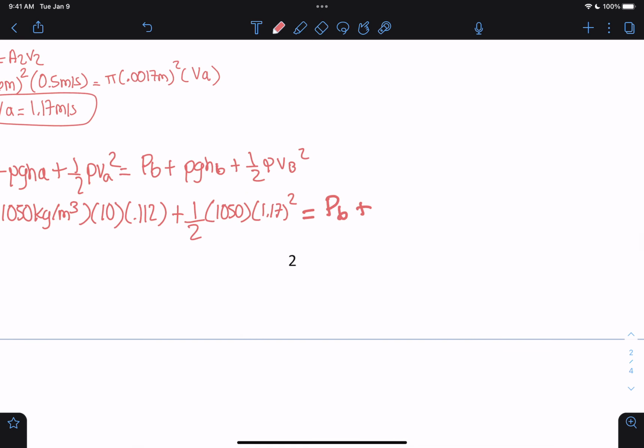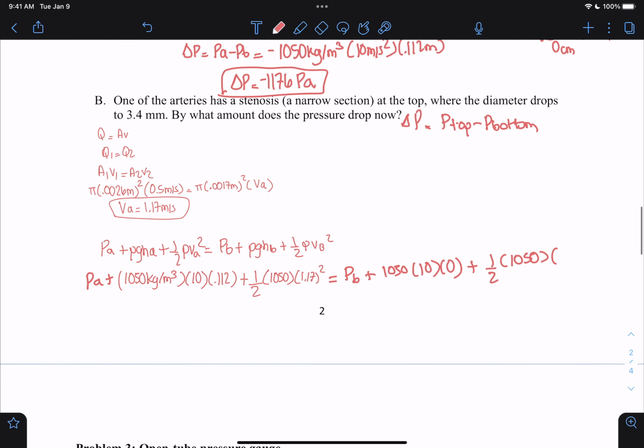And then we're left with half times the density, 1,050 kilograms per meter cubed, times the new speed, or not the new speed, my bad. I think I messed that up earlier. I said that this was the speed of the relaxed point, or the bottom. This is the faster speed at the top, through the narrow point. I misspoke when I said that. This is the relaxed point right here, PB, because it has a smaller speed.